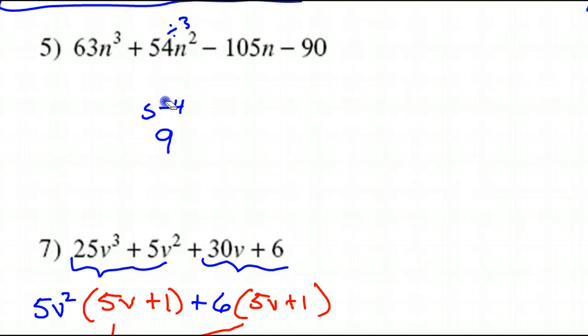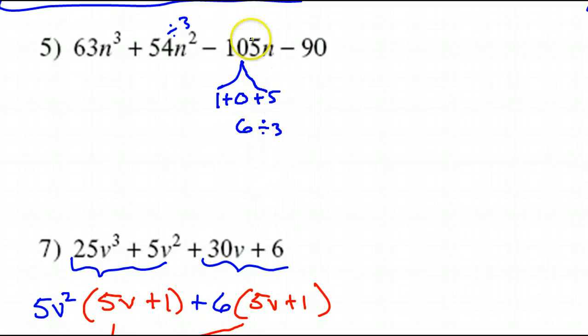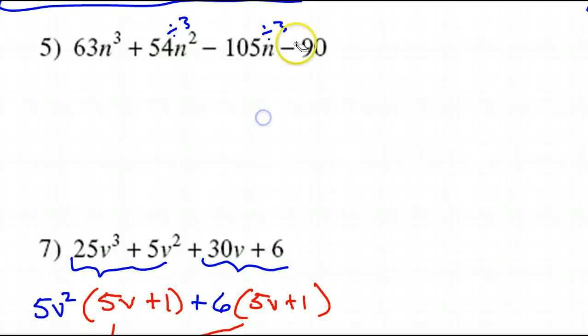You could do the same thing with 105. If I add up the digits of 105, it's 1 plus 0 plus 5. Well, that's 6. Since 6 is divisible by 3, that means 105 is going to be divisible by 3. So add up those digits. So all 4 of these numbers are divisible by 3. The digits in every case add up to something divisible by 3. So got to use those tricks.